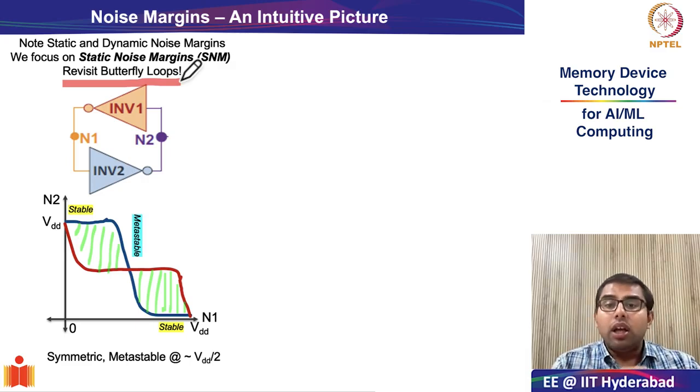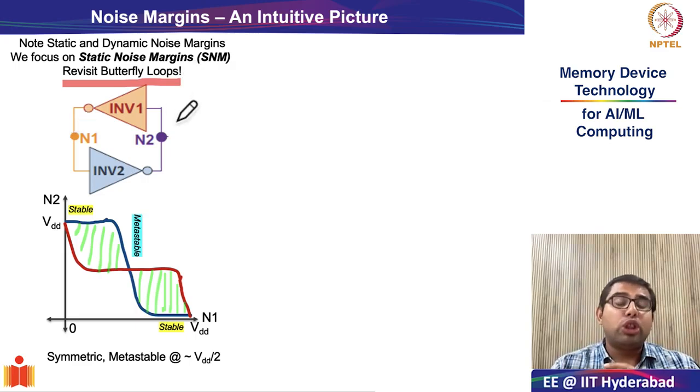Before we do that, it is also important to note that noise analysis actually comes in 2 flavors. It is the static noise analysis and the dynamic noise analysis. What is static noise analysis? It is the analysis where we assume that there is a DC or constant noise or disturbance source with respect to time affecting either of the nodes.